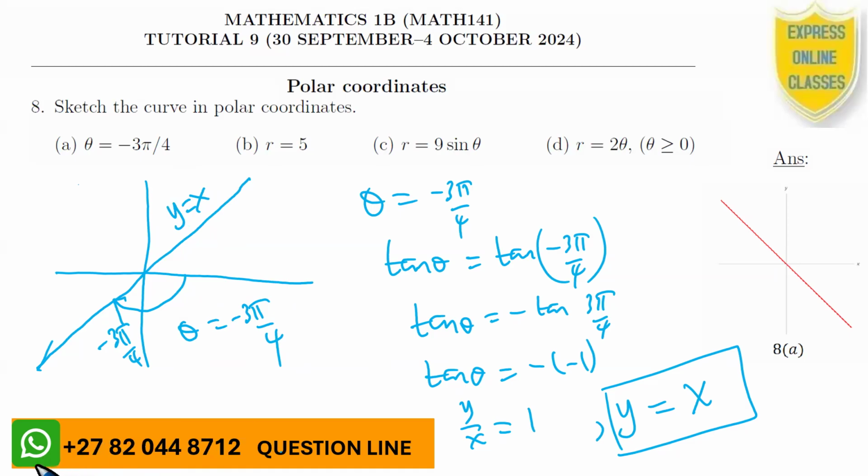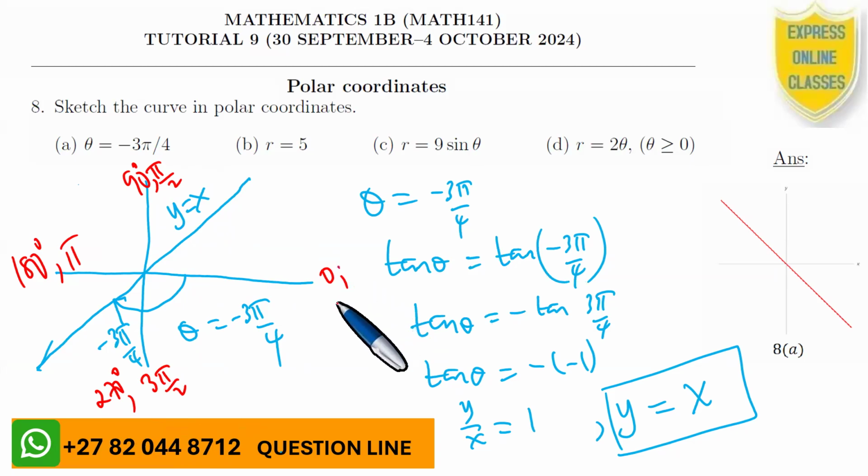So this one is 0, and this one is pi over 2, which is the same as 90 degrees. This one is 180 degrees, which is the same as pi radians. Like this. And then this one is 2 pi, 360 degrees.